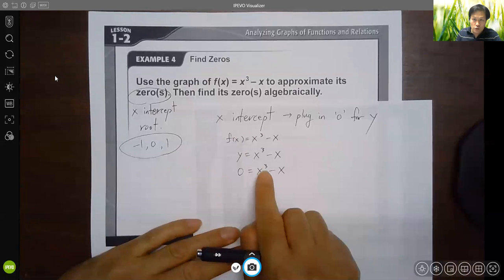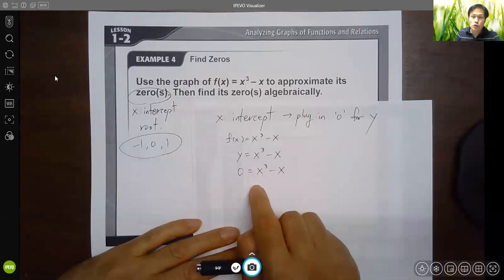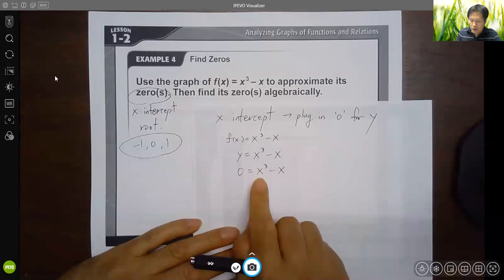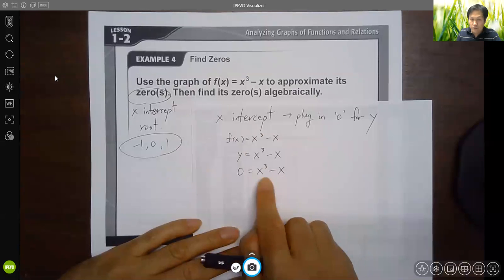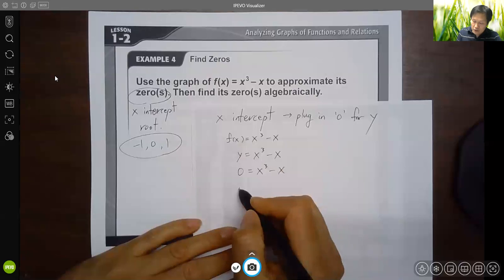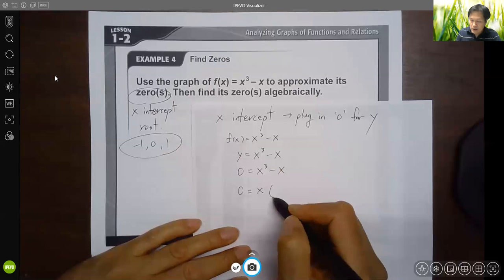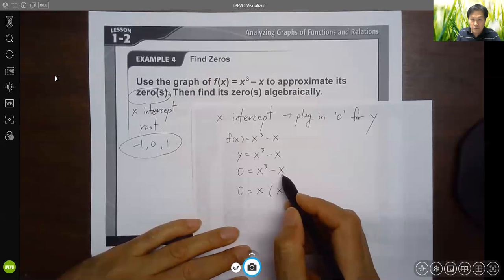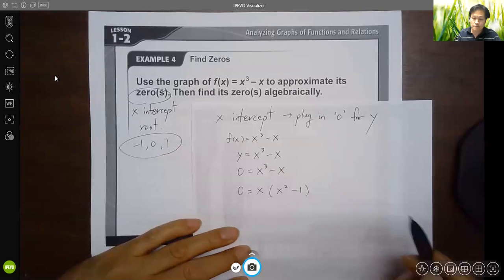You need to solve for x. Do you see x as a cubic power? You are hoping to factor out a common factor. What can you factor out from x cubed and x? X. So you factor out x. If you factor x out of x cubed, you get x squared left. Factor x out of minus x, you get minus 1.